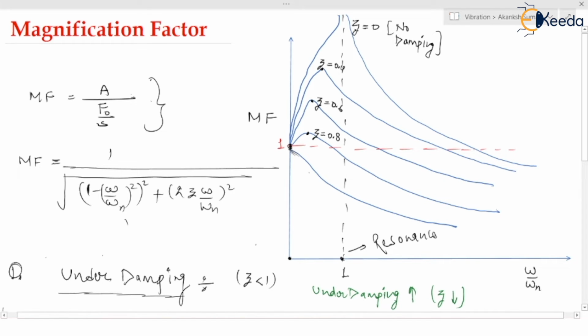And when you draw the graph, the zeta would be greater than or equal to 1. This is the curve. But this is the curve when omega by omega n is greater than 1 and the magnification factor is less than 1. But I'm talking about omega by omega n equal to 0. So at this position, magnification factor is equal to 1. Okay, known as overdamping or critical damping.